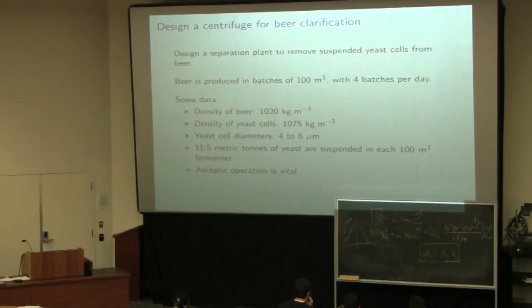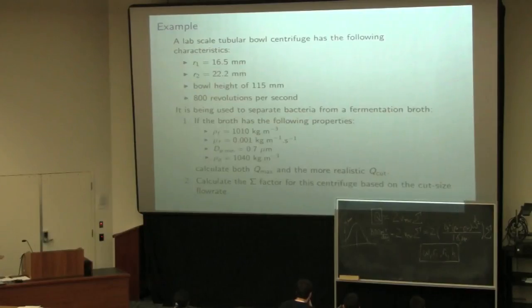So here's one that's then more straightforward. You put in the numbers and go with it, but there's also some interesting interpretation. Let's take a look at this question, and I'll give you a few minutes to solve it yourself, and then we'll look at it together. Here we're working in a laboratory scale. We have a tubular bowl centrifuge. So this is not the disc bowl centrifuge we looked at earlier. This is the standard tubular bowl centrifuge we started off the section with.